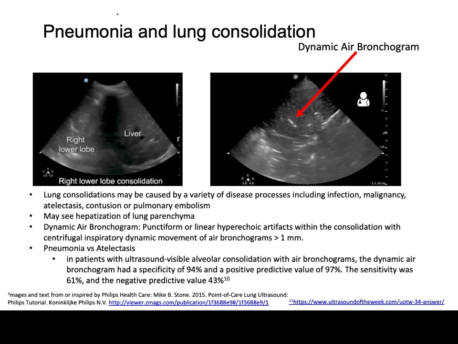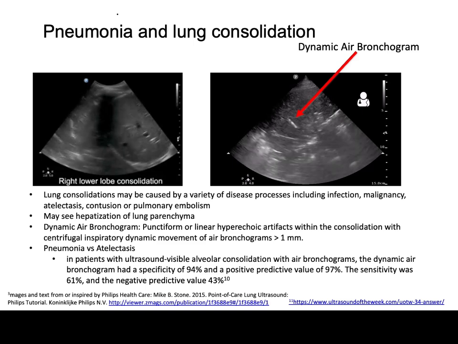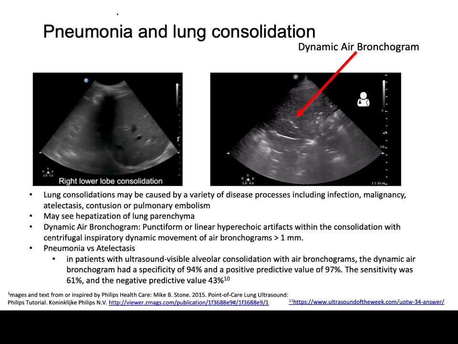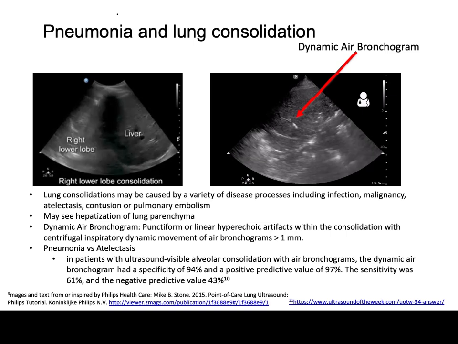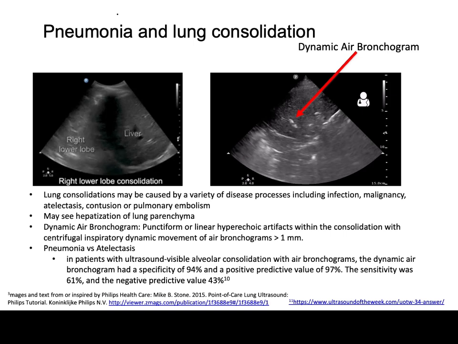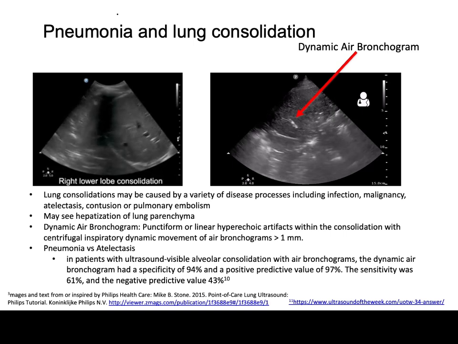On the right-hand side of the screen, you can see a dynamic air bronchogram. This is a punctiform or linear hyperechoic artifact within the consolidation with centrifugal inspiratory dynamic movement of air bronchograms more than 1 millimeter. In patients with ultrasound visible alveolar consolidation with air bronchograms, the dynamic air bronchogram had a specificity of 94% and positive predictive value of 97% for pneumonia when trying to differentiate pneumonia from atelectasis on ultrasound. The sensitivity was 61% and negative predictive value 43%.